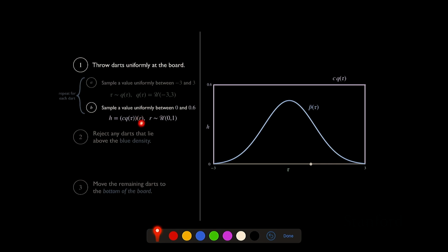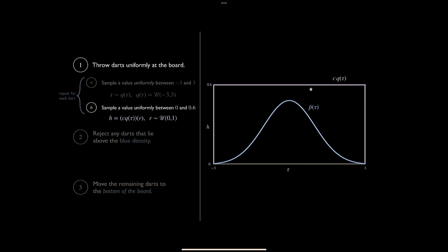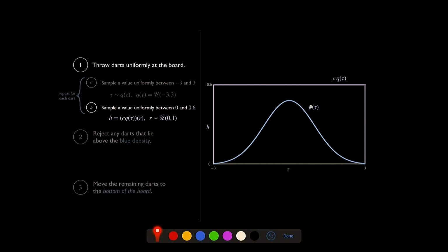And then we're going to multiply it by this value that we call R, which is just some sample from a uniform distribution between 0 and 1. So we're taking the height of the dartboard, we're multiplying it by some number between 0 and 1, and that's going to give us the Y position, or the H position of our dart. So it's still the same exact process, we've just added in some more variables to describe what's going on.